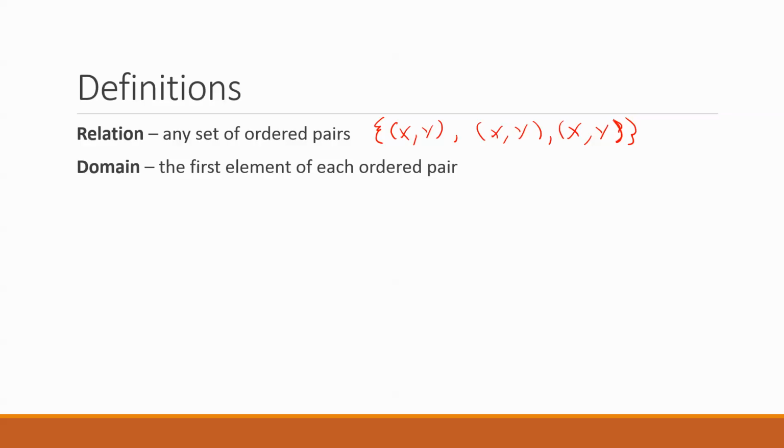The domain is the set of the first element of each ordered pair. So for our domain, we look at the x coordinate of each ordered pair, and we list those together. Range, that will be the second element of each ordered pair. So for the range, we would list the second element, or the y, of each ordered pair in a group together.